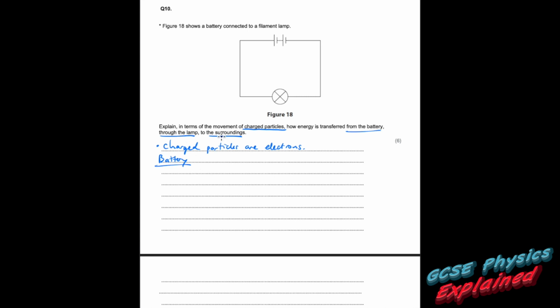What type of energy is stored in the battery? Well, it's chemical energy, isn't it? So I'm going to say chemical energy in the battery gets transferred to the electrons. I'm anticipating a mark for chemical energy and electrons. I've already mentioned them up there, but I've written them down here as well.